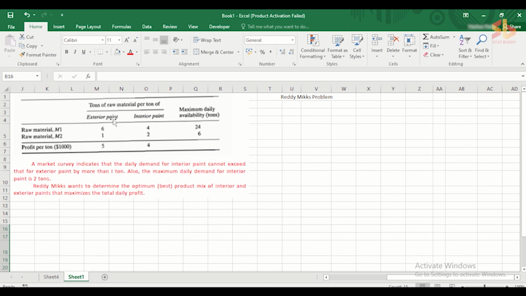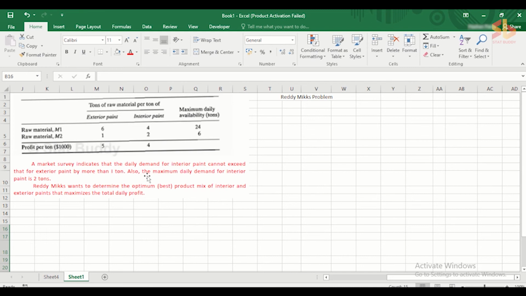Exterior paint and interior paint are the two products, and to produce those two products, they need M1 and M2 raw materials. The availability of raw materials is listed here, and the total profit for interior and exterior paints is given here. These units are in tons and the unit of these profits is in $1,000. A market survey indicates that the daily demand for interior paint cannot exceed that of the exterior paint by more than 1 ton, which means that is also one constraint apart from these two about the raw material.